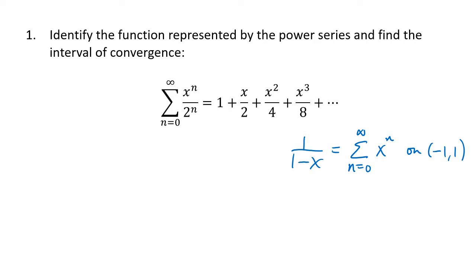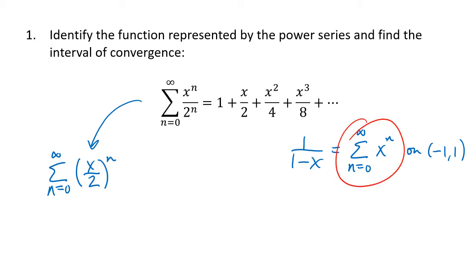This comes from our knowledge of geometric series, but what it allows us to do is plug different things into that formula to get different power series for a given function, or as in this problem, interpret a given power series to figure out what function it represents. In this case, we can rewrite this series as the sum as n goes from 0 to infinity of x over 2 to the n, just using our rules of exponents. When we compare this to the series we were given, all we did was plug x over 2 into our formula 1 over 1 minus x.